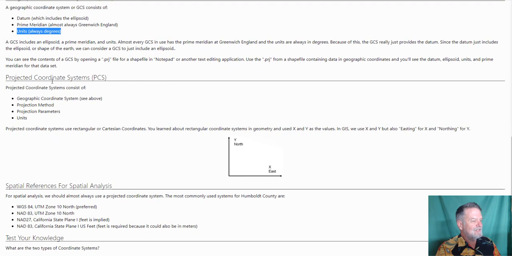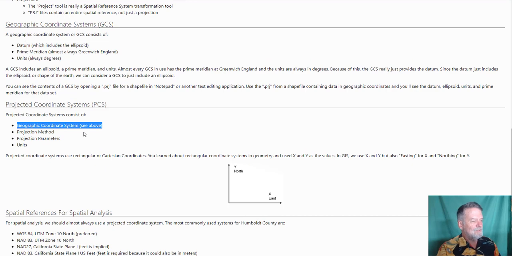Okay, moving on to projected coordinate system. The first thing it includes is a geographic coordinate system because we need that ellipsoid. Even though we're projected, we need to know what the original ellipsoid was for the data to properly place it on the Earth. We also need the prime meridians and the units, again, degrees.